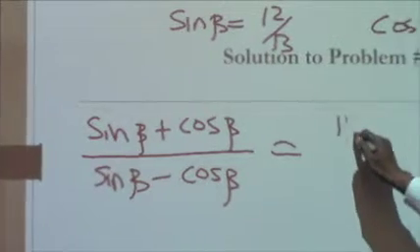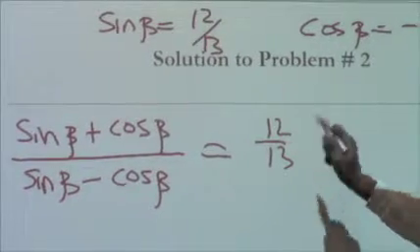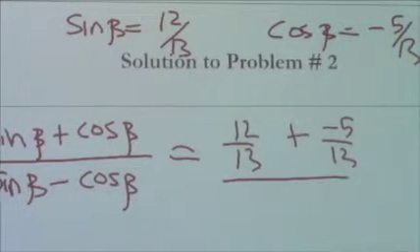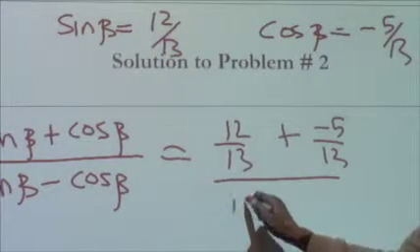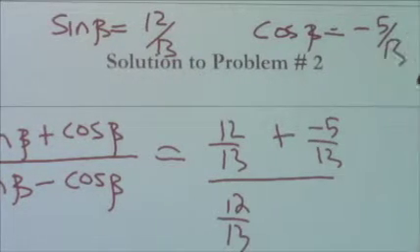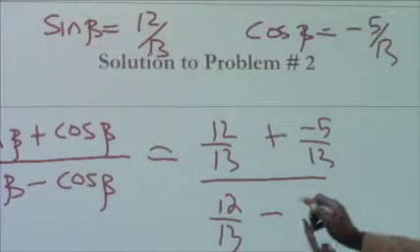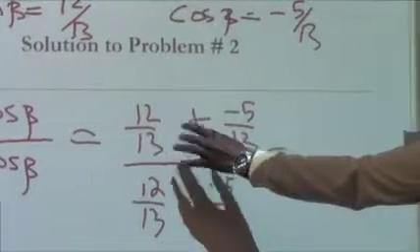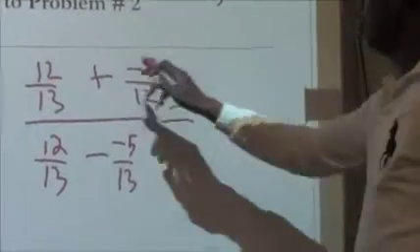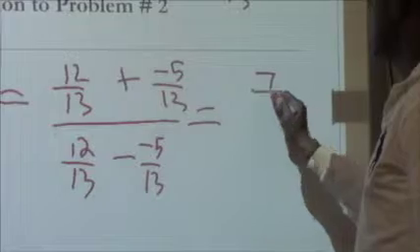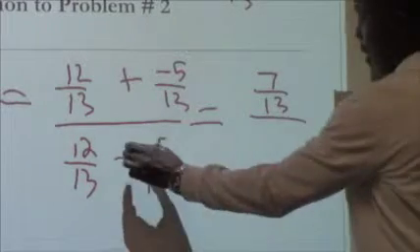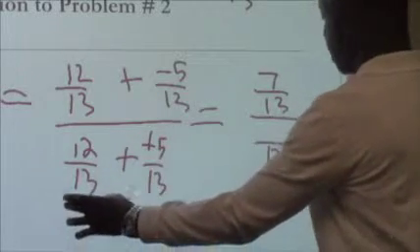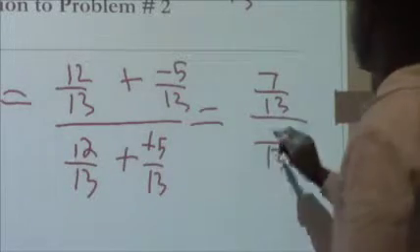Sine of beta plus cosine of beta over sine of beta minus cosine of beta. Sine of beta is 12 over 13, plus cosine of beta, -5 over 13, over sine of beta again, 12 over 13, minus cosine of beta, negative 5 over 13. So let's do some things. We have the same denominator. So to find the numerator, you do 12 minus 5. That's going to be 7 over 13. Now, this is going to be negative, negative, so it's going to be plus, plus. Same denominator. Add the numerator. 12 plus 5 is 17.